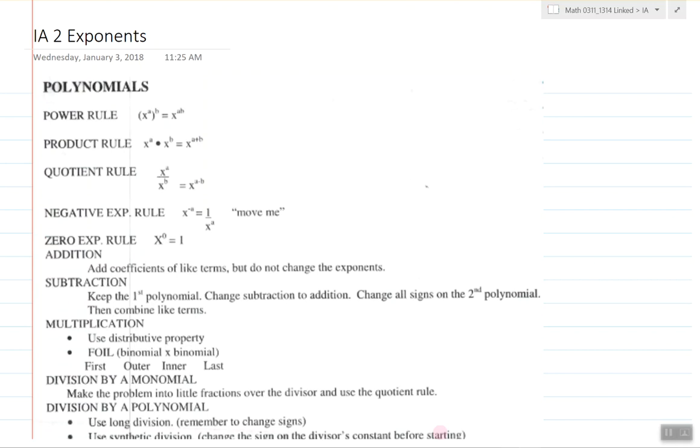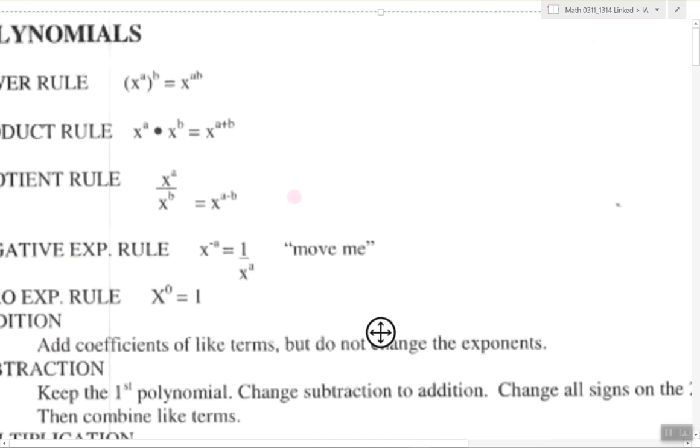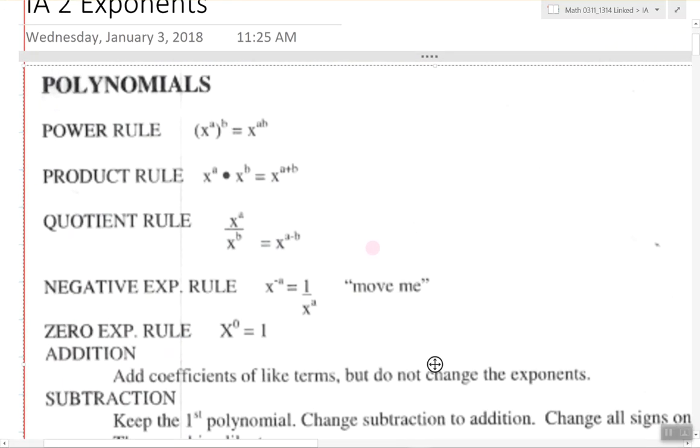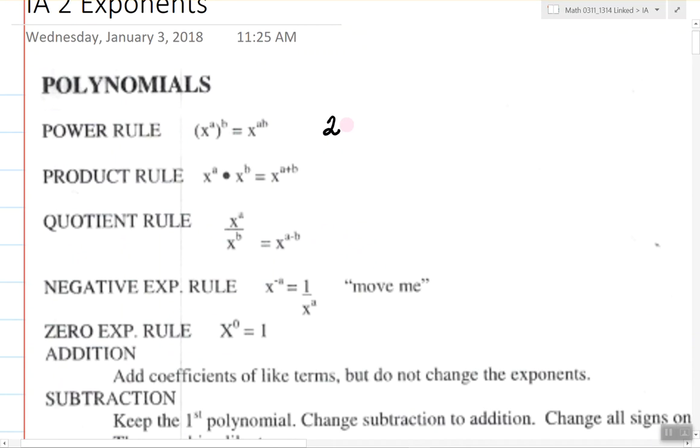The first one is the power rule. It says that if you have a base raised to a power, and then that entire quantity is raised to another power, then you find the value by keeping the base and multiplying the exponents. That's the power rule. You'll notice it always has parentheses.